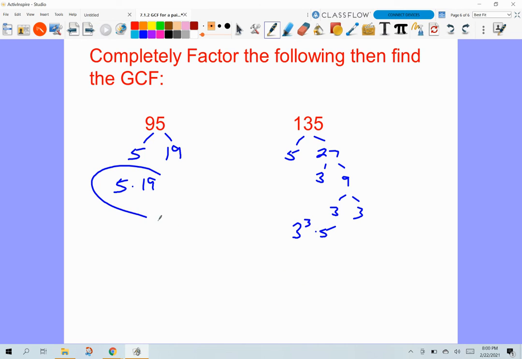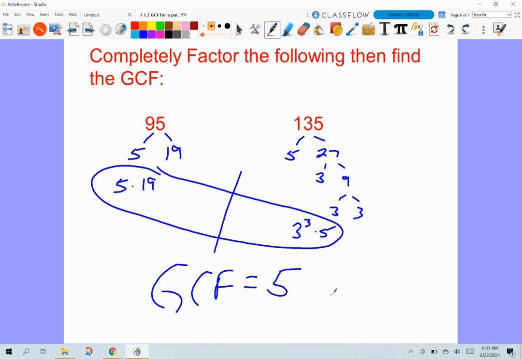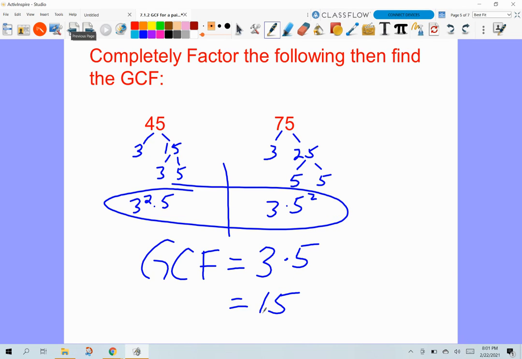All right, 95 and 135. The only thing I'm going to be able to pull down for my greatest common factor is that single 5. There's no other common number under 95 and 135. Whatever you pull down as your greatest common factor, you need to multiply back together to get your total greatest common factor. So that's why this one was 15.